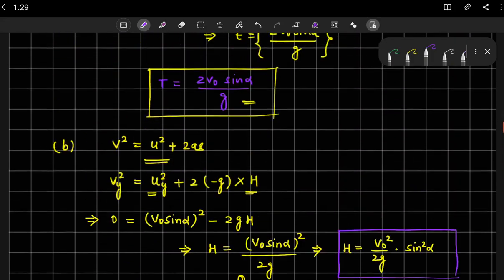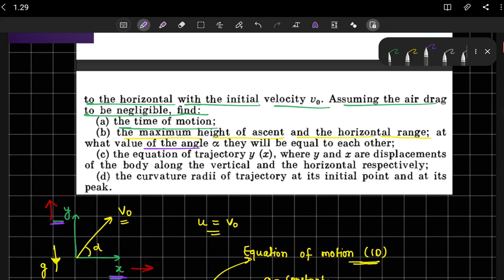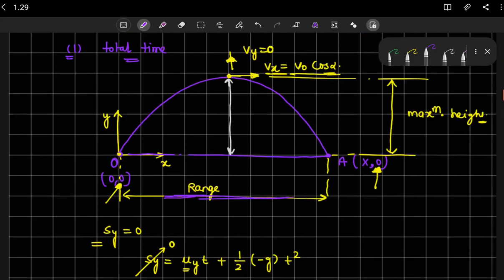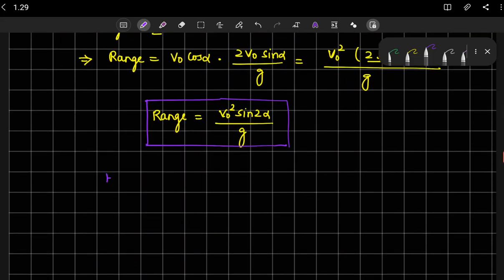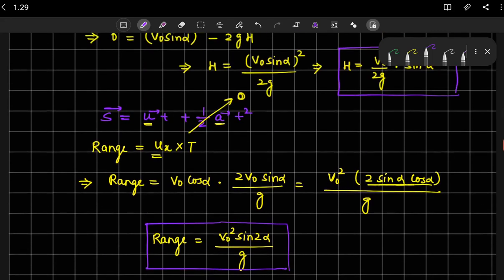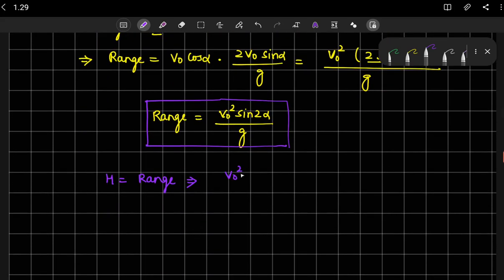Now the next part of this problem is asking to find the angle at which both the maximum height and the horizontal range will be the same. So let us equate both the equations. We can write h is equal to range, and here h is v naught square by 2g into sine square alpha, that we can equate to v naught square by g into sine 2 alpha.